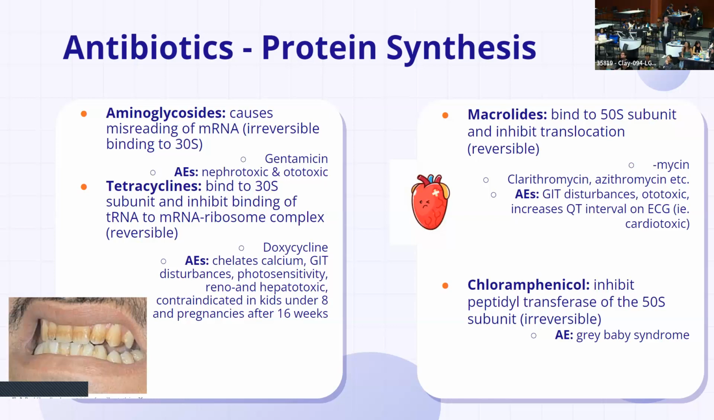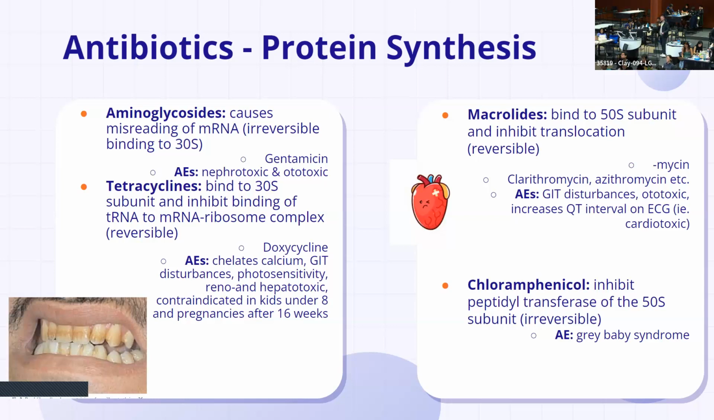Tetracycline binds to the 30S subunit, and it will inhibit the binding of tRNA to the mRNA ribosome complex. The difference between aminoglycosides and tetracyclines is that tetracyclines bind reversibly. And the good example of that, and the common one that's commonly given, is doxycycline.